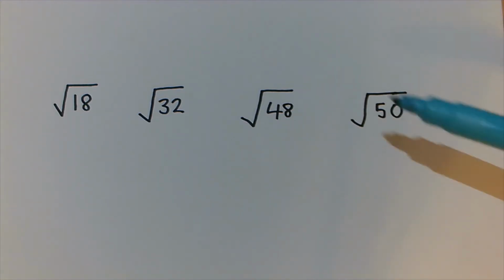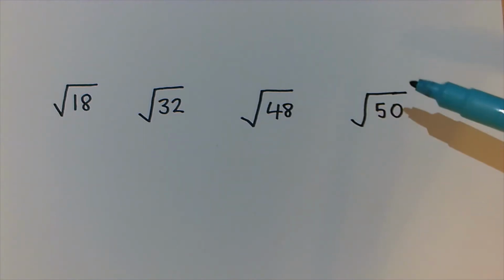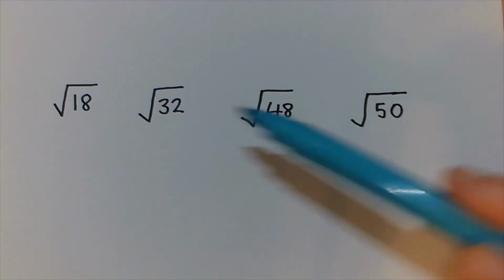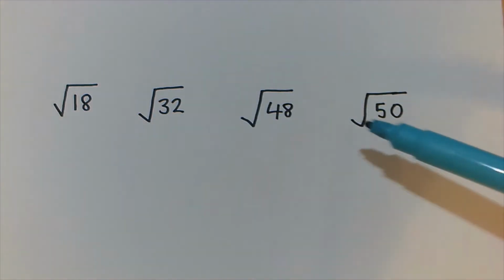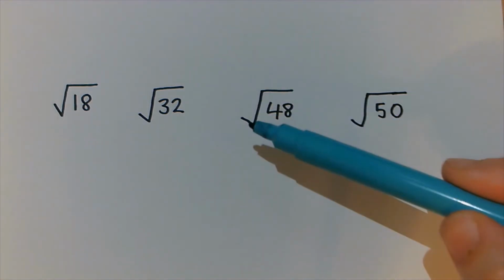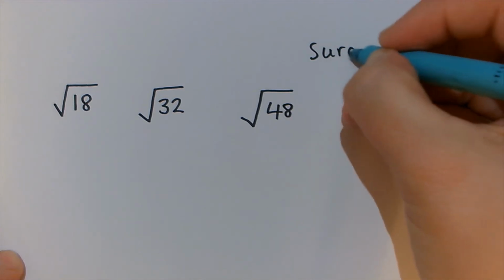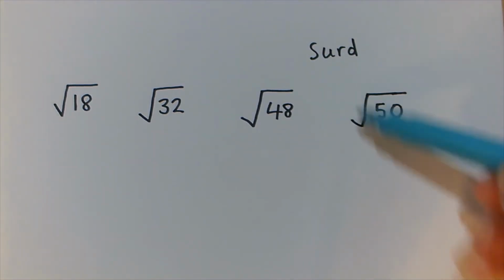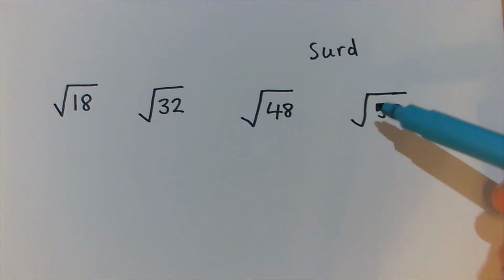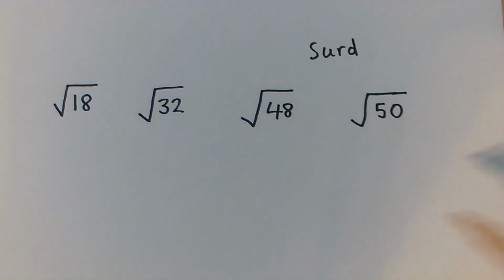So, you are able to simplify these square roots. You may not know it, but you can simplify them. They're called surds. A surd, spelt S-U-R-D, is anything that's a square root, so a surd. So, can you tell which one is the odd one out? I'll let you see if you can have a go. Press pause.